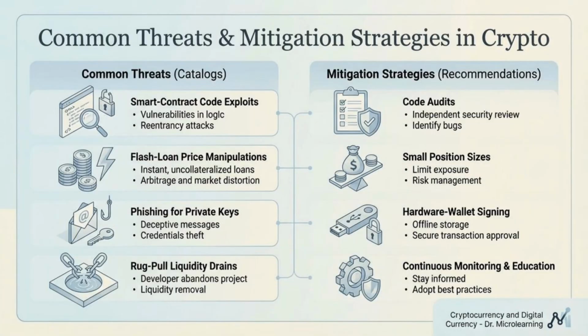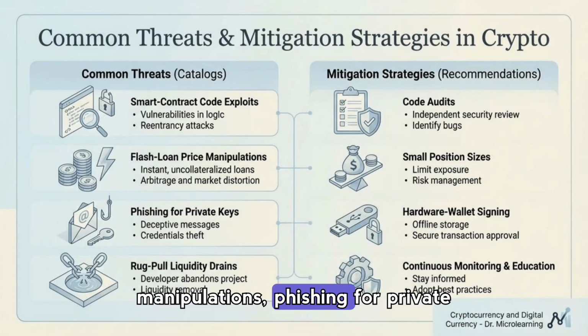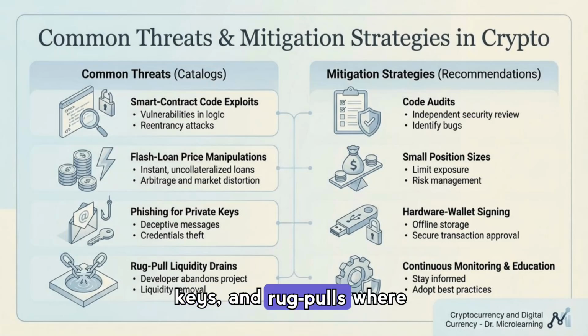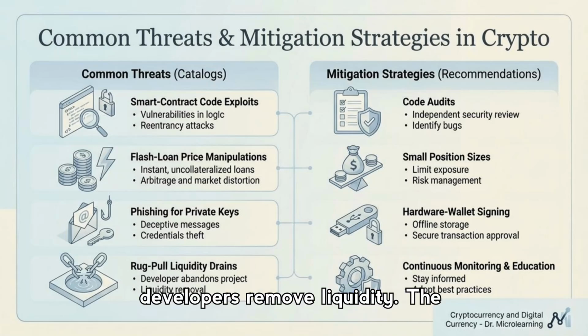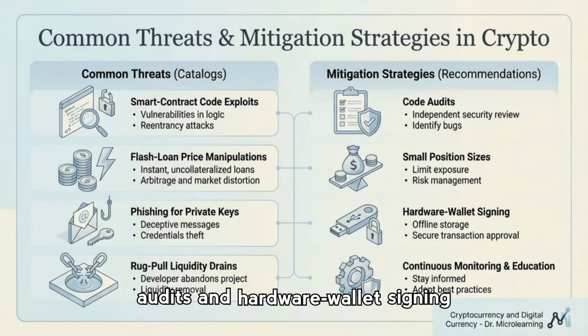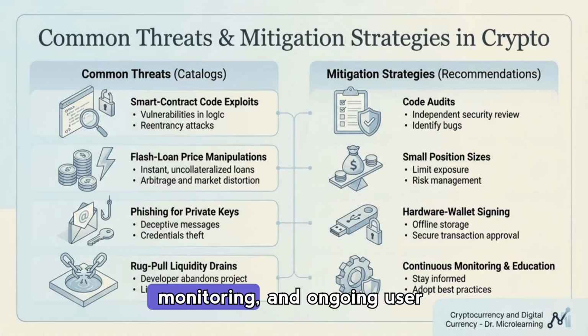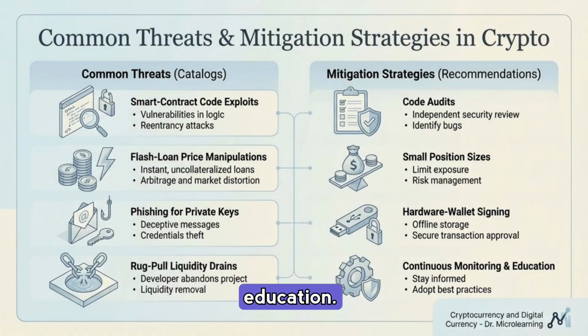Common threats include smart contract bugs, flash loan price manipulations, phishing for private keys, and rug pulls where developers remove liquidity. The right mitigations combine technical best practices like independent code audits and hardware wallet signing, with operational measures such as limiting position sizes, continuous monitoring, and ongoing user education.